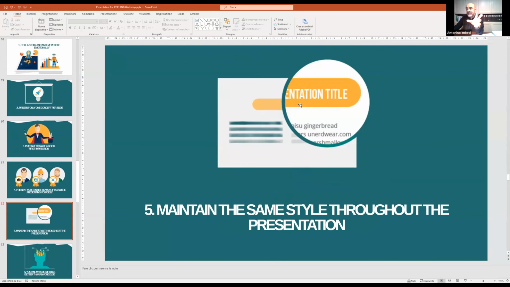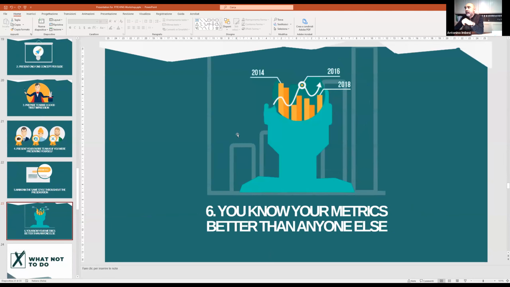It's important to maintain the same style during the presentation. So do not change the colors, or always use the same graphics in the presentation. It's important to have a metric, because the person you know best is exactly the person who is realizing it. So the knowledge of the creator is better than anyone else's, of course.